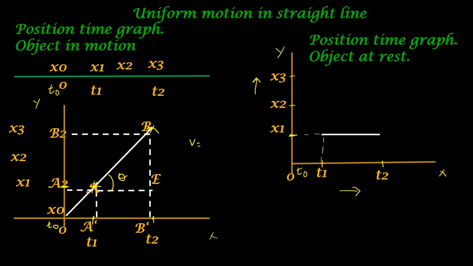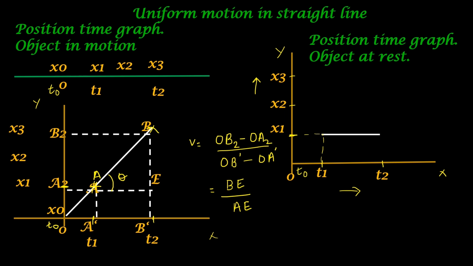Recall velocity. Velocity is displacement by time. What is the displacement here? OB2 minus OA2 by time. That is OB dash minus OA dash. Angle theta is subtended at point A. I will write it again for clarity. OB2 minus OA2, A2B2, which is equal to BE divided by OB dash minus OA dash. That is this distance A dash B dash equal to AE.